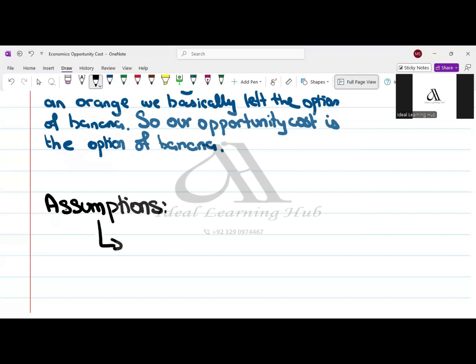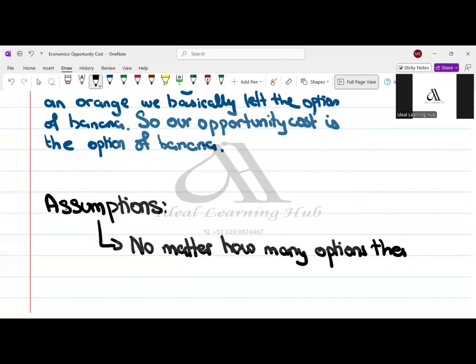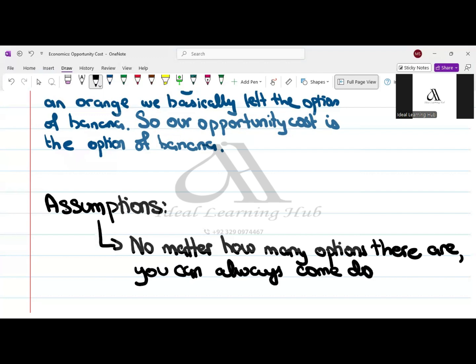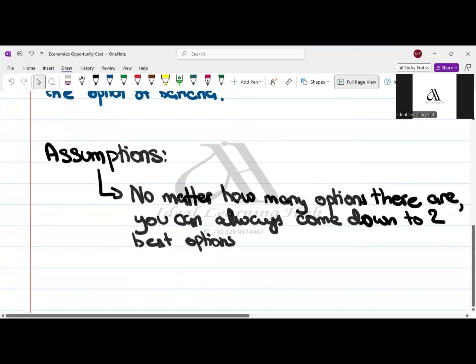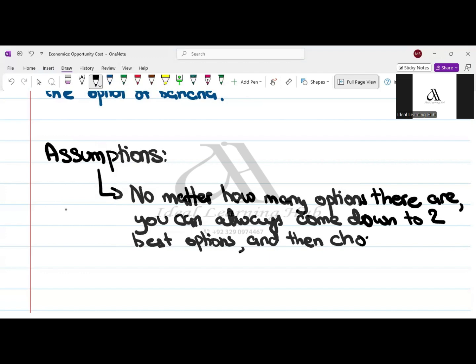So one of the key assumptions is that no matter how many options there are, you can always come down to two best options and then choose accordingly.